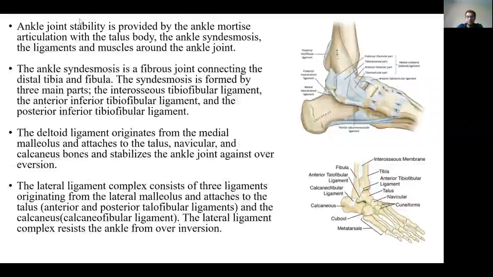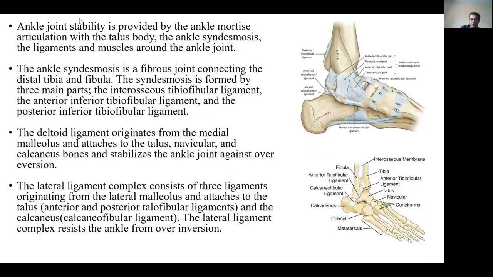Ankle joint stability is provided by the ankle mortise articulation with the talus body, the ankle syndesmosis, and the ligaments and the muscles around the ankle joint. The ankle syndesmosis is a fibrous joint connecting the distal tibia and fibula. It is formed by three main parts: the interosseous tibiofibular ligament, the anterior inferior tibiofibular ligament, and the posterior inferior tibiofibular ligament. There is a deltoid ligament which originates from the medial malleolus and attaches to the talus, navicular, and calcaneus bones, which stabilizes the ankle joint against over eversion.